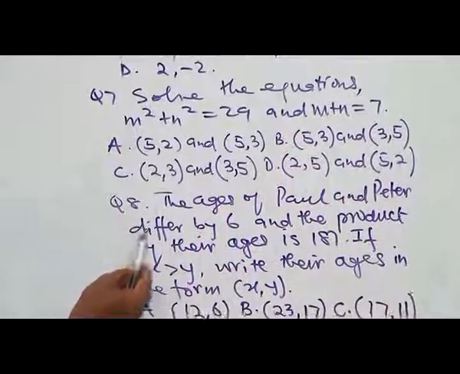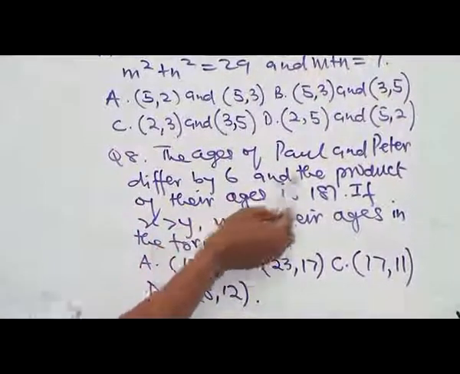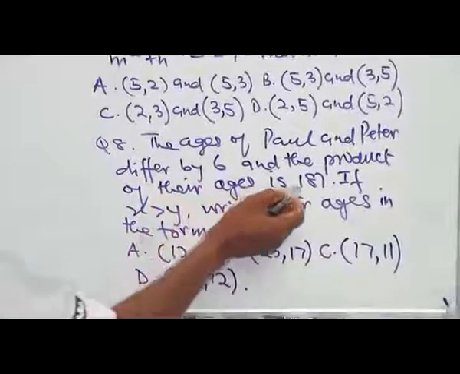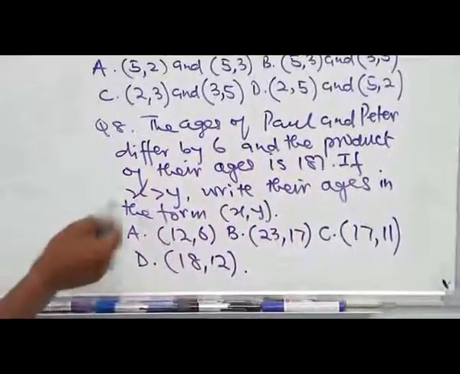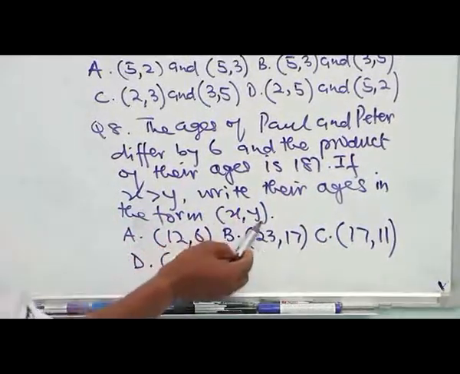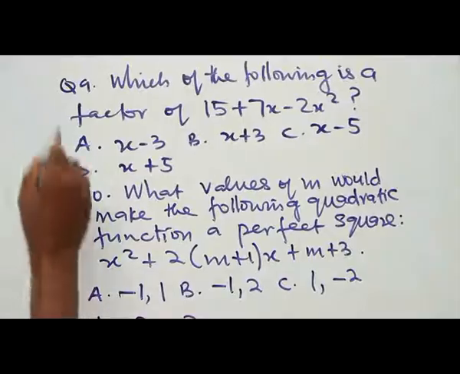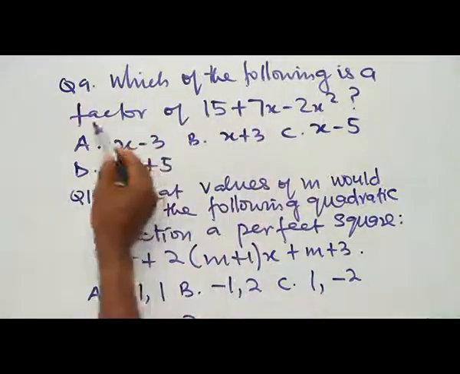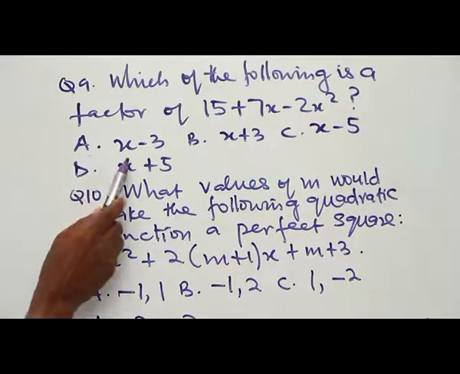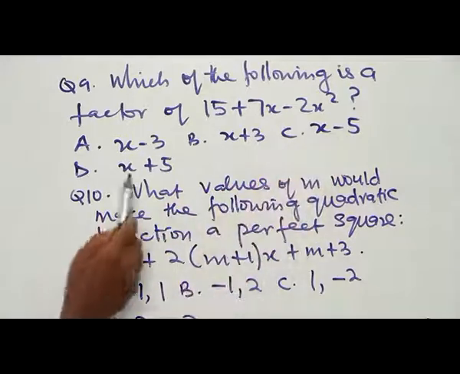Question number 8. The ages of Paul and Peter differ by 6, and the product of their ages is 187. If x is greater than y, write their ages in the form x, y. We have option A, B, C, and D. Question number 9. Which of the following is a factor of 15 plus 7s minus 2s squared? A, s minus 3, B, s plus 3, C, s minus 5, and D, s plus 5.